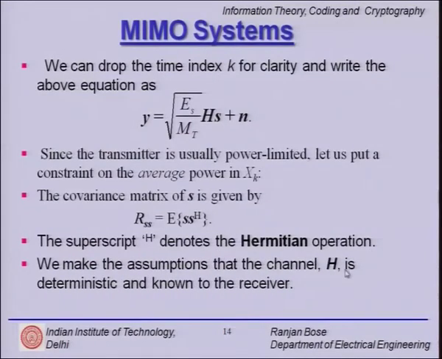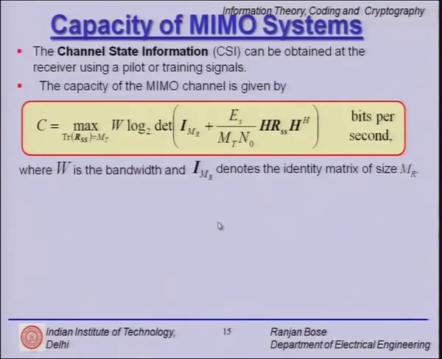We make the assumption that the channel H is deterministic and known to the receiver. So, the first condition is that the channel is deterministic. Well, in real life it is not, but for the sake of discussion. And it is known to the receiver. How do I know this channel? Well, I can conduct experiments, I can send pilots, I can get some feedback, I can possibly have an estimate of H. So, the channel state information, the information about the channel gain matrix H, can be obtained at the receiver using pilot or training signals.